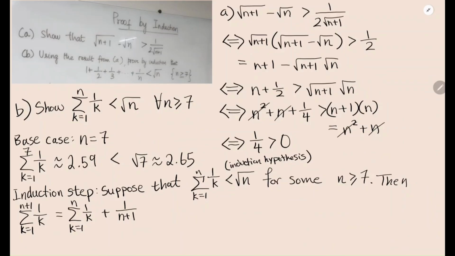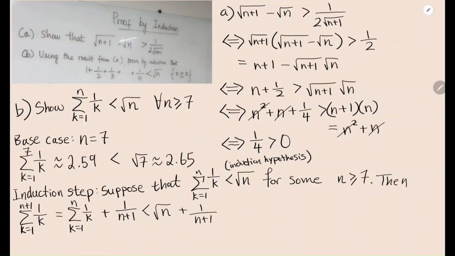Because if we assume that for this particular n, some n greater than or equal to 7, the sum is less than the square root of n, then this sum is going to be less than the square root of n plus 1 over n plus 1. Essentially, the sum being less than the square root of n is my induction hypothesis, and I'm simply adding 1 over n plus 1 to both sides of this inequality.